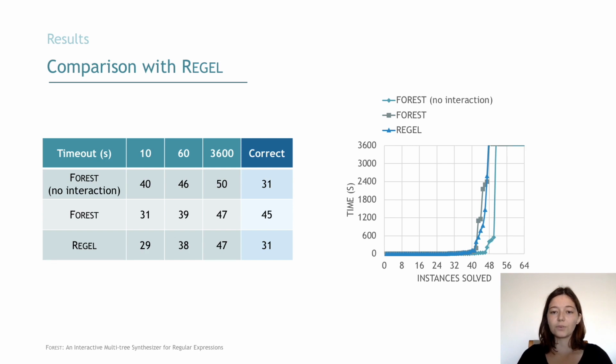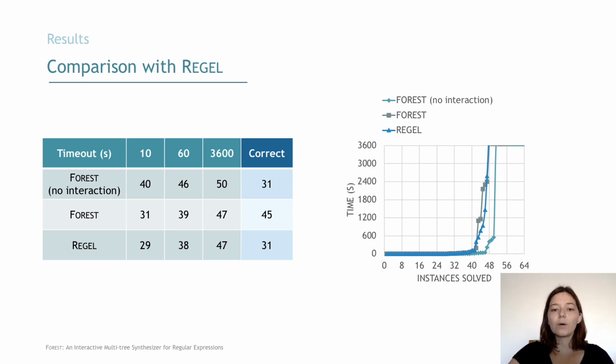Finally, we compared Forest with the state-of-the-art regex synthesizer Regel. We observed that Regel and Forest can solve the same number of instances in 1 hour, that is 47, but since Regel does not implement an interaction model, it returns the correct regex in only 31 instances. So in terms of synthesis time, Regel is similar to Forest, but Forest solutions are more often correct.